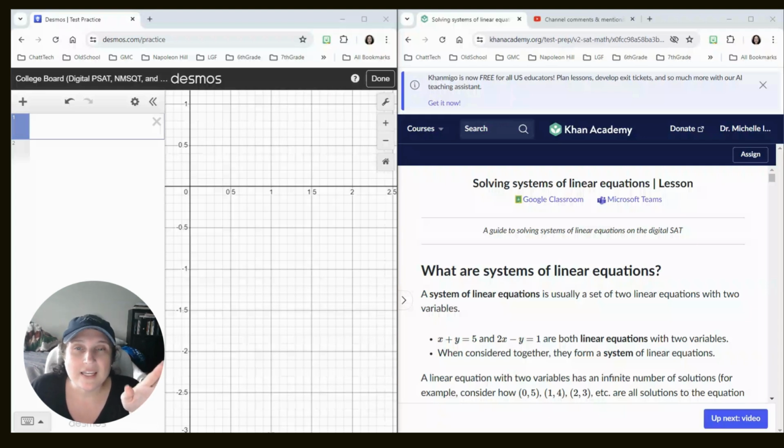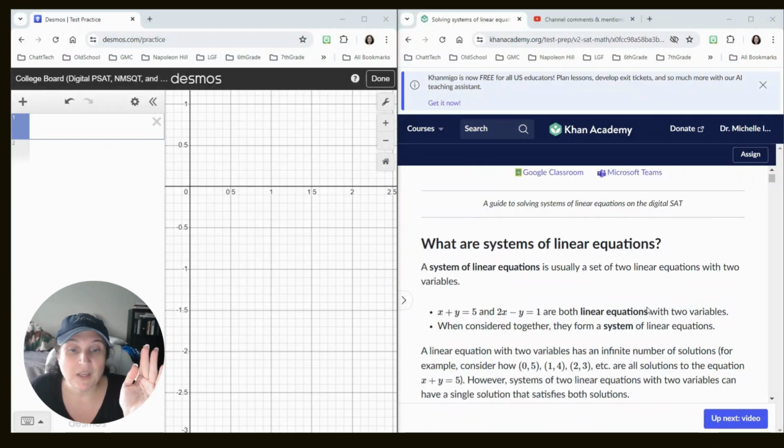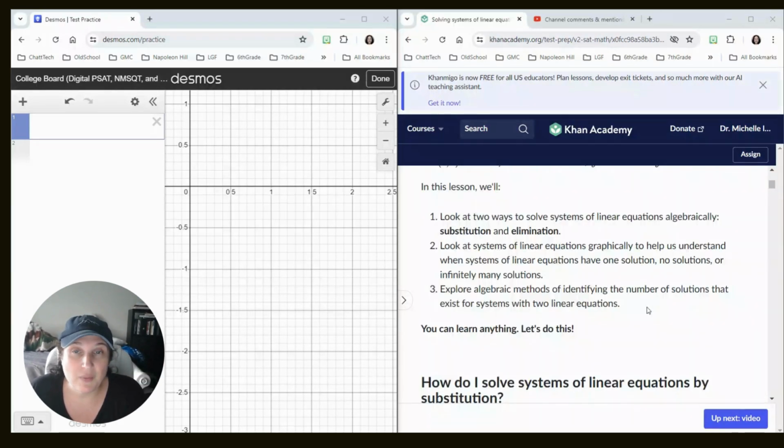Okay, here's something to know. The first 75% of this lesson, you don't even need to know because Desmos is going to do the work for you. So let me give you an example. Remember that with systems of linear equations, if the lines intersect, linear equations mean a straight line. If the lines intersect, then it has one solution. If the lines run parallel, then it has no solutions. And if the lines are right on top of each other, it has infinite solutions.